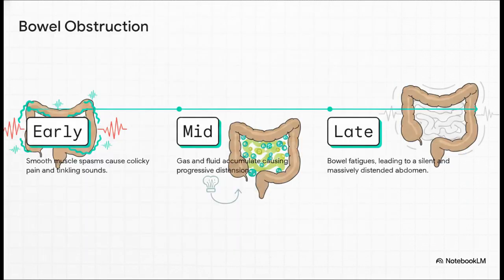So what happens when the bowel itself is physically blocked? Well, early on in a mechanical obstruction, the smooth muscle violently spasms against the blockage. This creates intense colicky pain and those classic high-pitched, tinkling bowel sounds. But as gas and fluid accumulate, causing massive distension and vomiting, the bowel muscle eventually just fatigues. The clinical picture shifts dramatically in late obstruction. The abdomen becomes massively distended, and those hyperactive sounds transition to a completely exhausted, silent bowel.